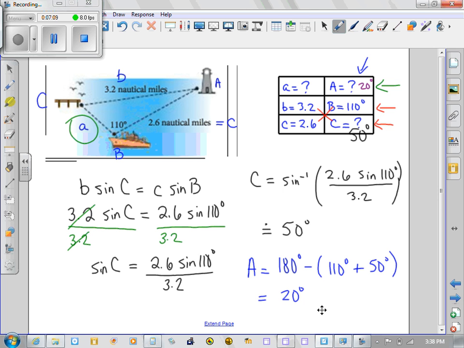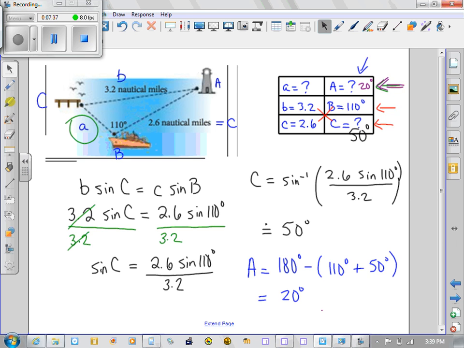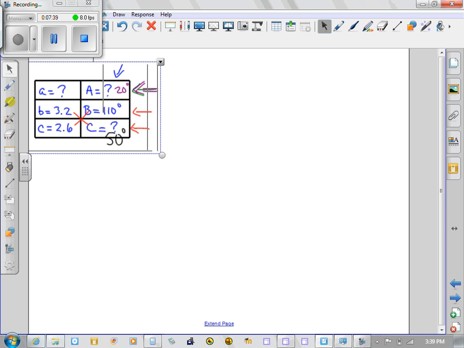Looking at the table, we now have enough information to go ahead and solve. So we have enough information in row A in order that we can figure out the length of A. So let's move forward on this. I'm just going to take a snapshot of our table. We'll bring that forward, and we'll use the sine law one more time to get an answer.